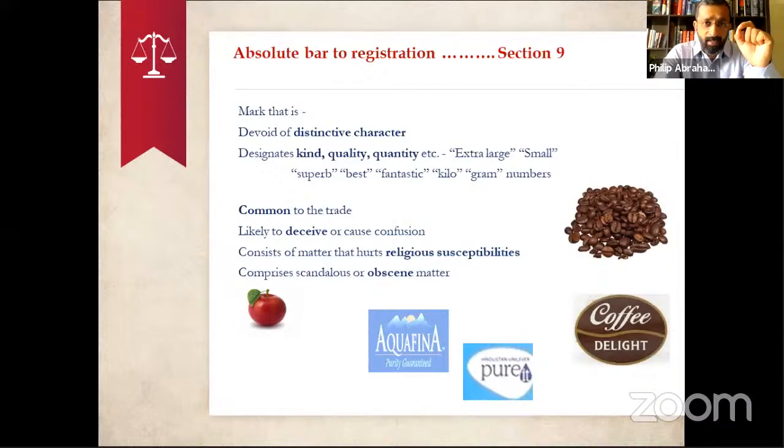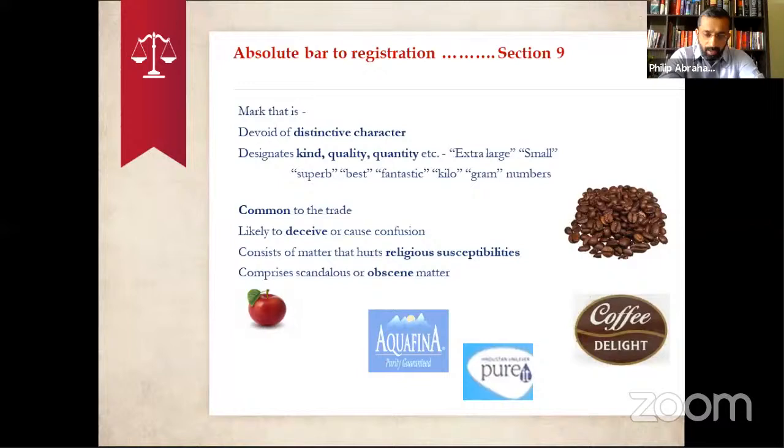The second set is marks that designate the kind, quality, quantity, intended purpose, values, or geographical origin of the goods concerned. So words like extra large, small, superb, best, fantastic, kilo, gram, numbers, these are to be avoided, because these may not go through to registration. And then there are words which are common to the trade or likely to deceive or cause confusion.